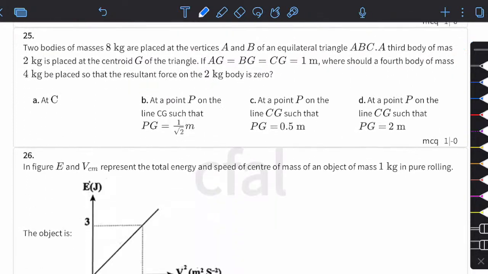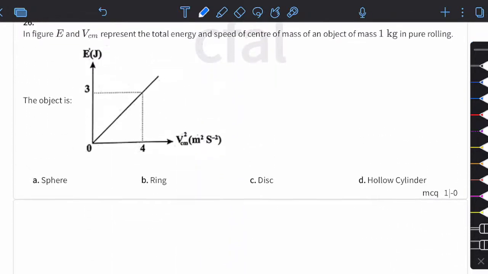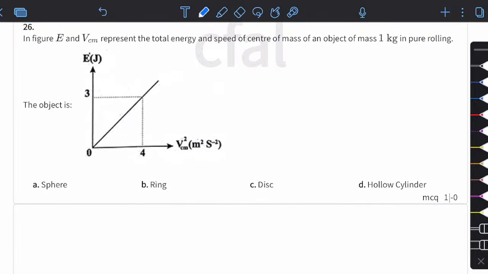Next, let's look at the 26th question. In the figure, the energy E and VC, the velocity of center of mass, are given. Mass of the object is given to be 1 kilogram.